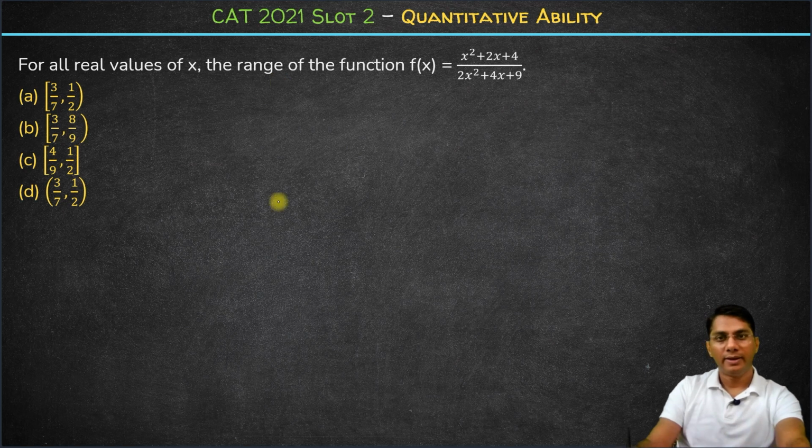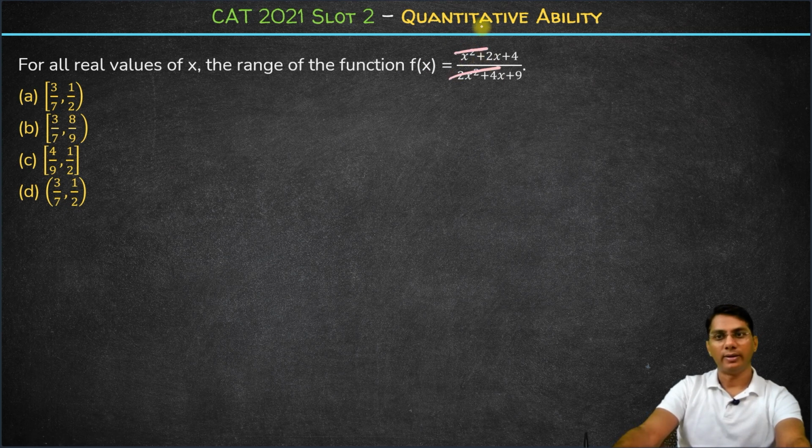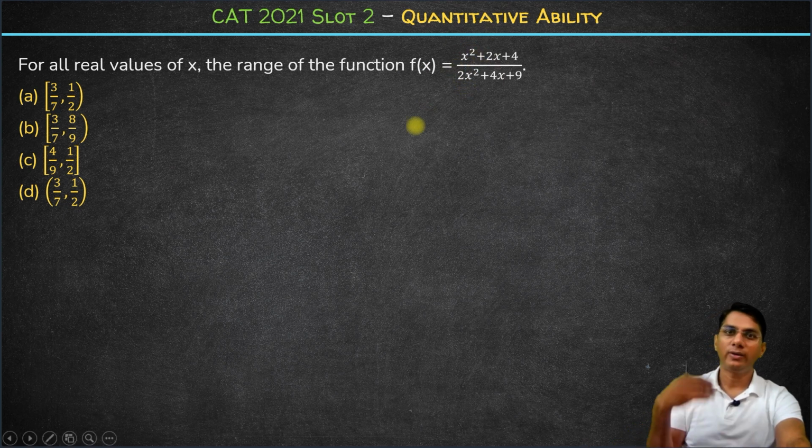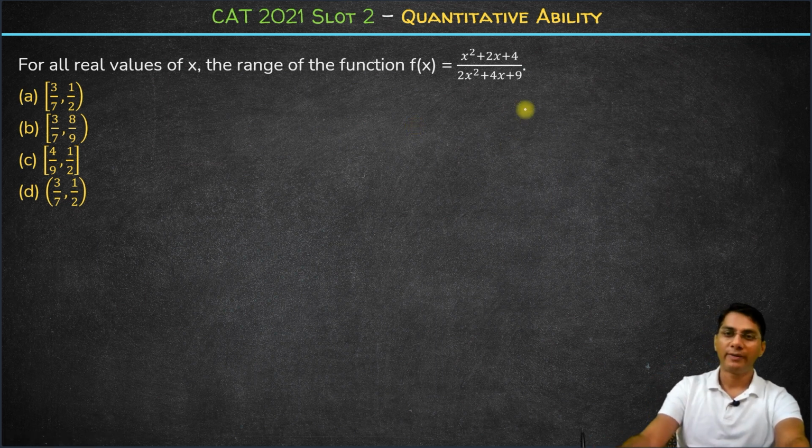Hi, here we have to find the range of this function f(x), which is equal to this whole thing. Now the function is basically a quadratic upon another quadratic. If we had only one quadratic in the numerator, we know how to calculate the range of a quadratic, minimum or maximum value. If we have a quadratic only in the denominator, that would also have been easy. But we have a quadratic in the numerator as well as the denominator.